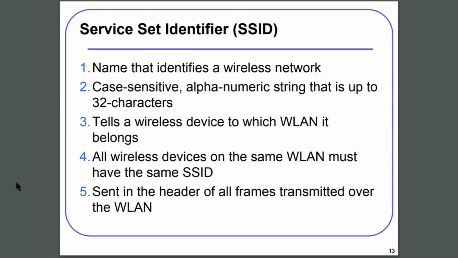In this slide, we can see the service set identifier, SSID. It is a name that identifies a wireless network, a case sensitive alphanumeric string of up to 32 characters, and it tells a wireless device which WLAN it belongs to. All wireless devices on the same WLAN must have the same SSID, sent in the header of all frames transmitted over the WLAN. So let's move to the next slide.